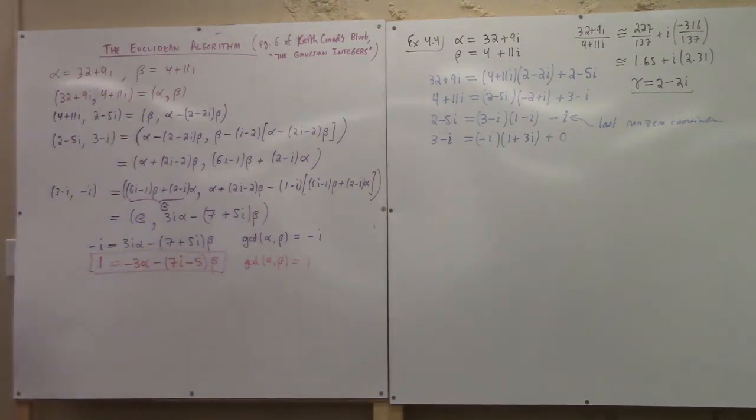So notice that the reason we said a greatest common divisor is because it's not unique. The greatest common divisor is only defined up to a multiple of the units in the Gaussian integers. So unlike our usual positive integer study where we have a unique greatest common divisor, here we do not, but that's not a problem either.